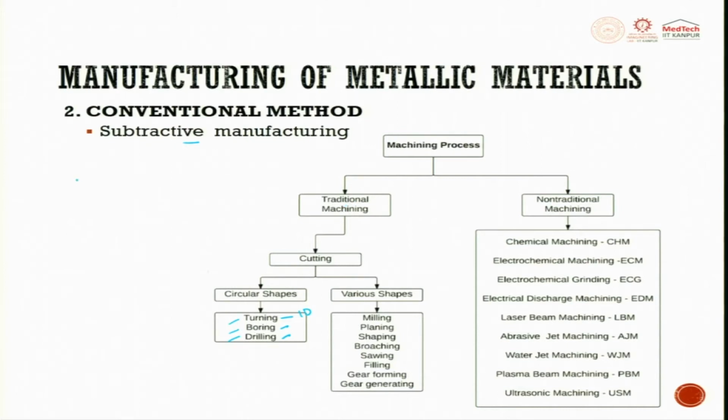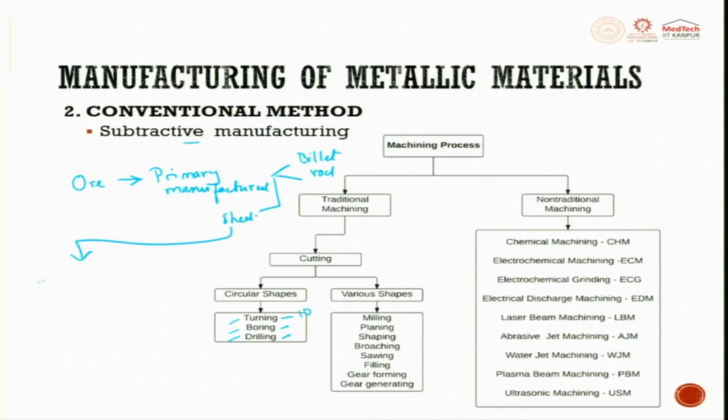So, here the interesting part is you extract ore, then this ore is primary manufactured into basic shapes like billet, rod, sheet, etc. Then from here it undergoes secondary machining process. In secondary machining process, you have all the cutting or you will have all the sheet metal operations to produce it. Many a times after the secondary machining process, it goes for assembly to get the final part. This is a long cycle which it undergoes.